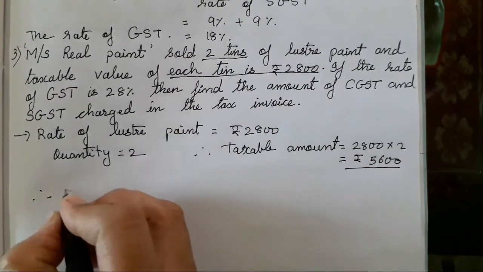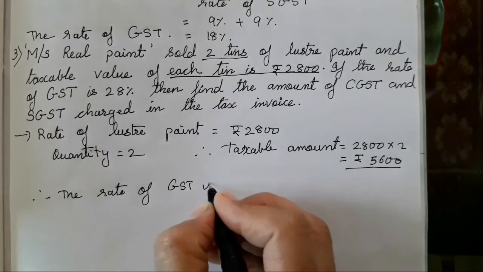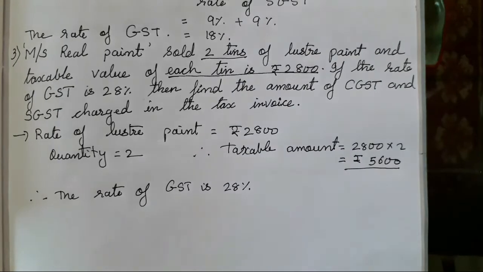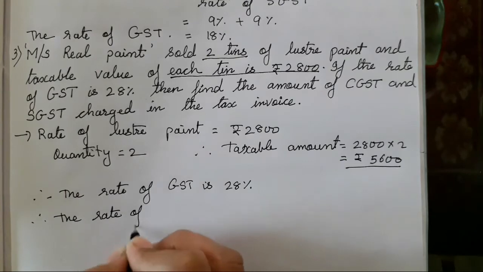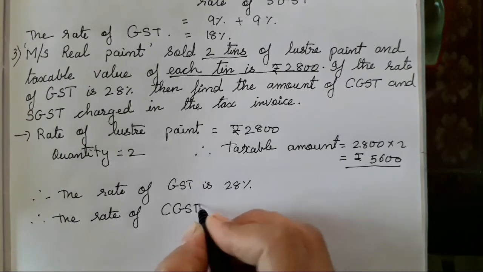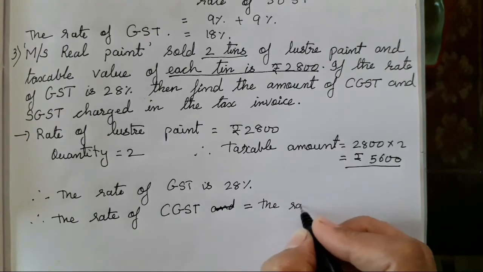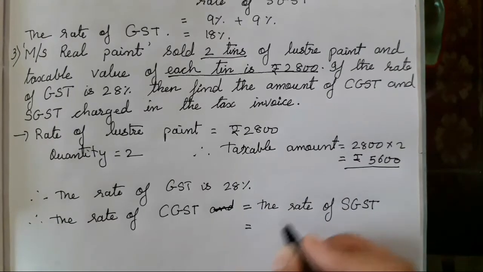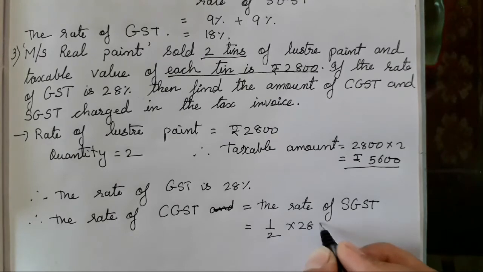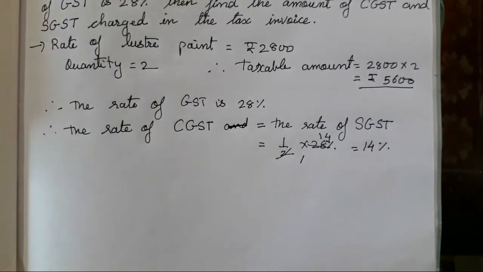Now the rate of GST is 28%. Therefore the rate of CGST, we will write it directly, is equal to the rate of SGST. We will skip one step over here. Now this is half into 28%, which is 2 ones are 2, and 2 sevens are 14. So the answer is 14. CGST we have got as 14%.